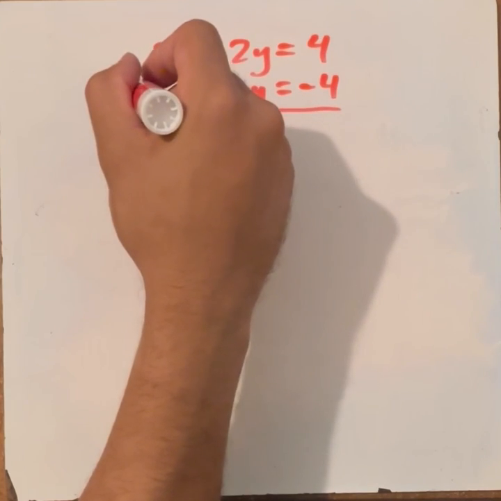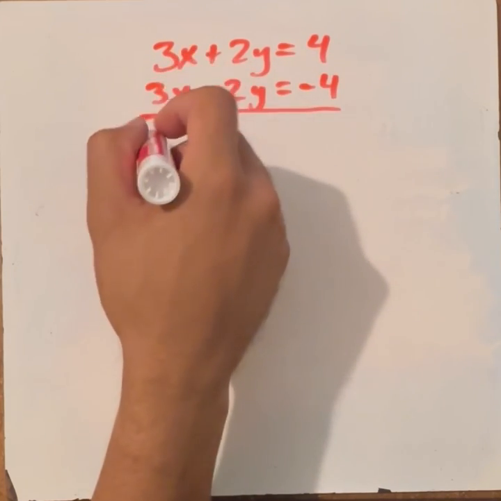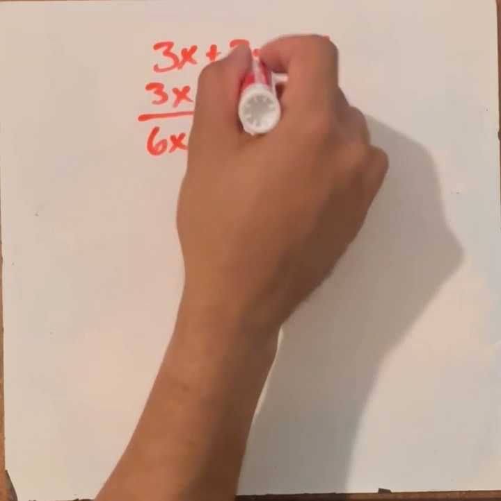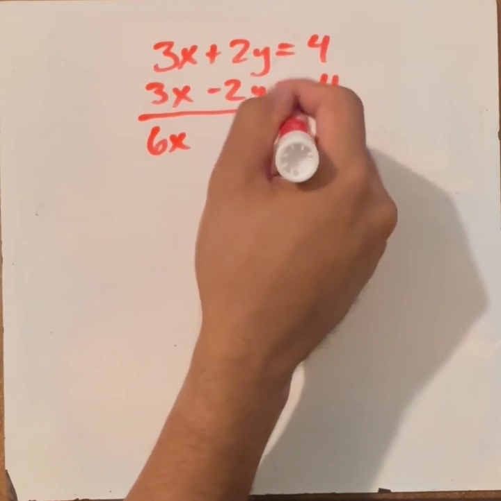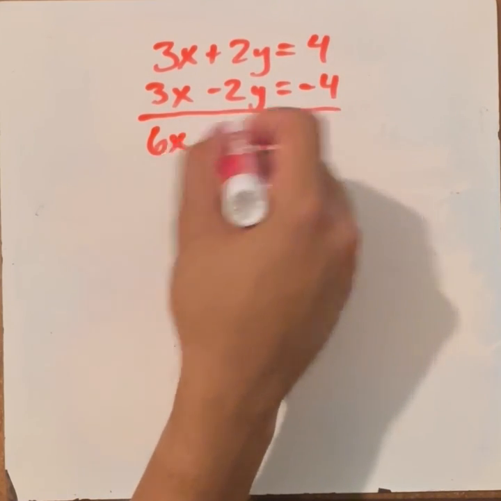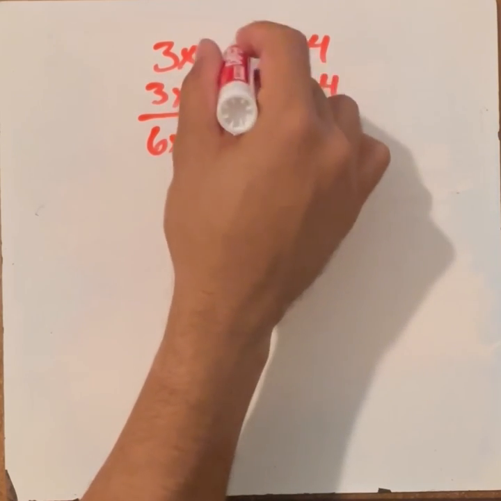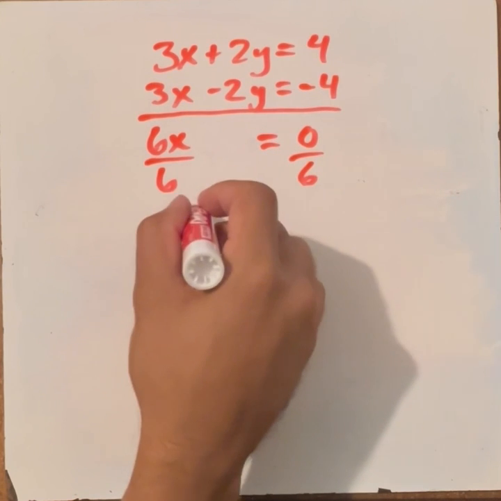Okay, so we can combine these two equations into one equation. So 3x plus 3x is 6x. 2y minus 2y is 0y, so there's nothing there. And 4 minus 4 is 0. So what we have is 6x equals 0 because we were able to eliminate this 2y minus 2y. Dividing both sides by 6, we get x equals 0.